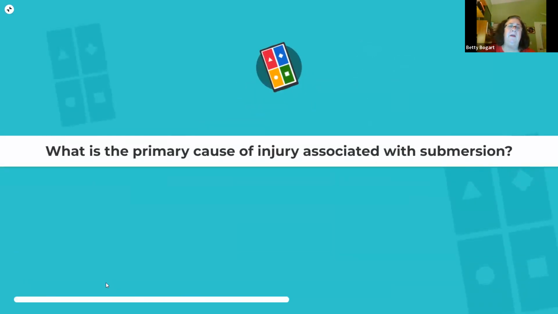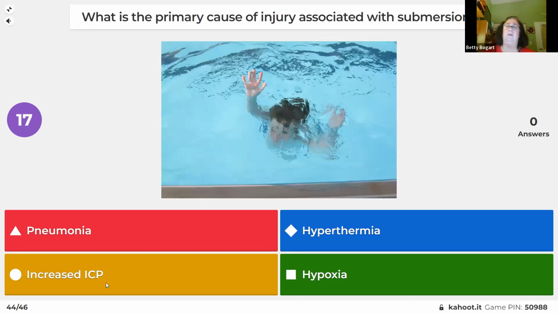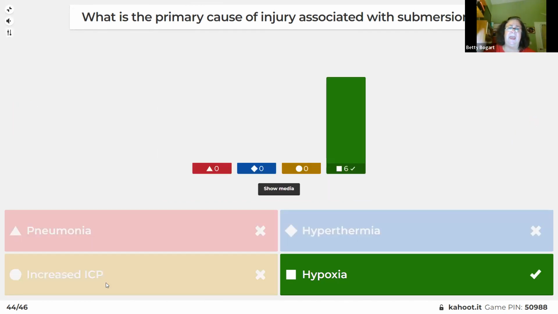What is the primary cause of injury associated with submersion or drowning? We talked a little bit about drowning last week, but what is the injury that causes those acute respiratory distress syndromes up to 72 hours later? They went under. They were on the bottom of the pool. They came up, but it's that hypoxemia. Yes, excellent. Good job.